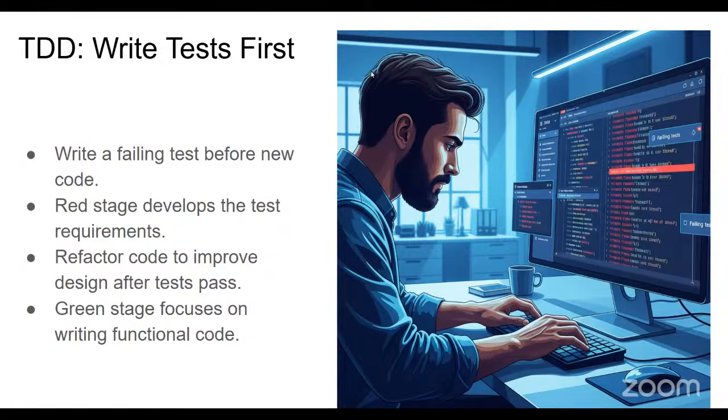So with that, we say the red stage develops the test requirements, refactor improves the design after the test cases pass, and the green stage focuses on writing the functional code. These are the three different stages we have in TDD. Red stage is for writing a failed test case, green stage is for writing minimal code to just pass the test case. That means we write some small functional code to ensure the test case passes first. Refactor means clean up the code while keeping the tests passing. So these are the three stages we follow in TDD: red, green, refactor.